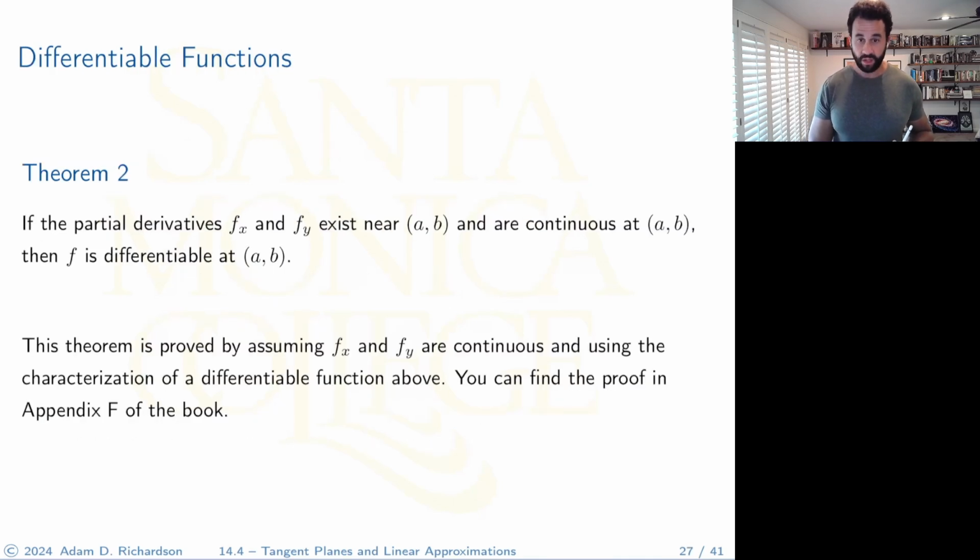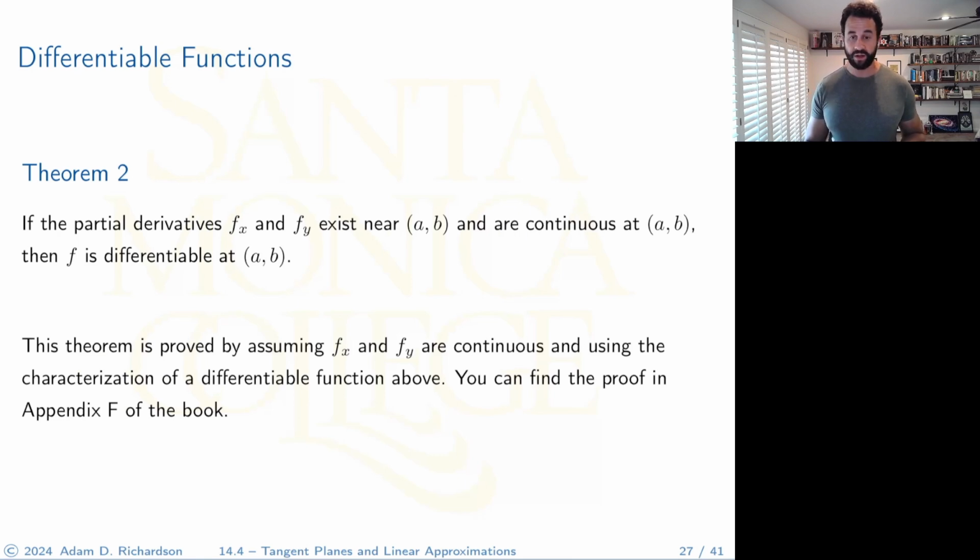All right. So here is the theorem. And this, again, is something we've seen already. If the partial derivatives fx and fy exist near the point, and they are continuous, then f is differentiable at that point. So that's a powerful result because you can compute the partial derivatives, see if they're continuous, and if they are, you know that your function is differentiable there. So that continuity is baked into that characterization of differentiability.